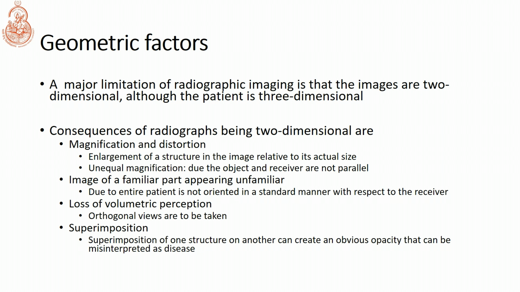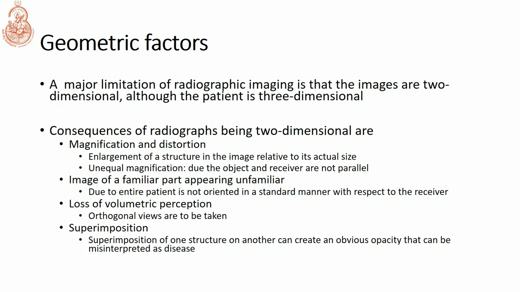Next one is imaging of a familiar part appearing to be unfamiliar, and this usually happens because of improper positioning of the patient. When the entire patient is not oriented properly in a standard manner with respect to the receiver, we get to see an unfamiliar structure on the radiograph, which is not equivalent to a familiar part.